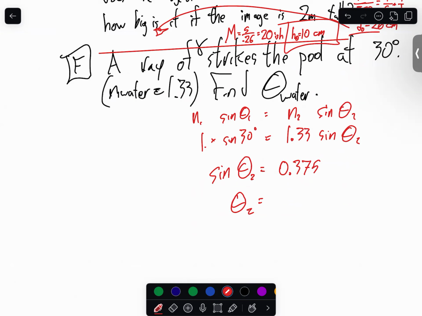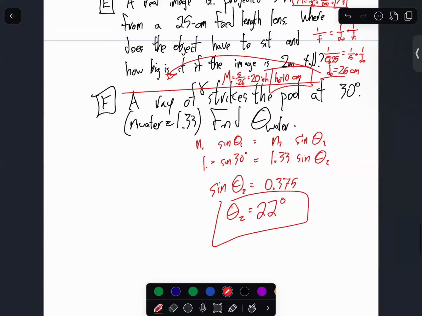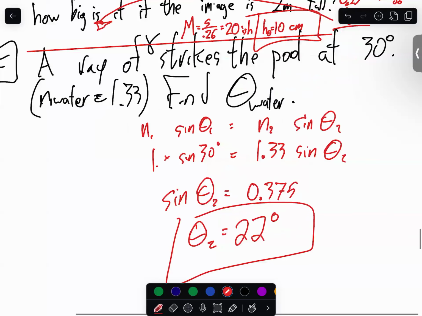0.2 degrees. You good? A bunch of people got this right. Not everyone, but a bunch. Congratulations, you got this right. If you didn't, ask. You know the equation. Do you know what goes where?